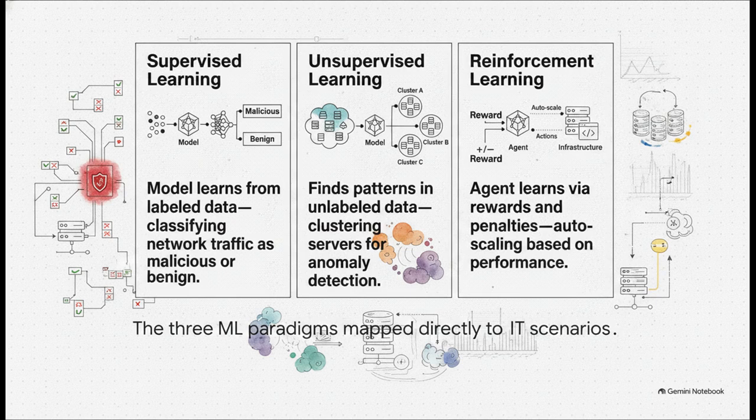Then you have unsupervised learning. This is for when your data is a bit of the Wild West, no neat labels. The model finds the hidden patterns itself, like clustering servers based on their behavior to spot weird anomalies. And finally, reinforcement learning. This is where an agent learns through a system of rewards and penalties. It's absolutely perfect for something highly dynamic, like auto-scaling your infrastructure based on performance metrics. The one you choose is dictated entirely by the kind of data you have.